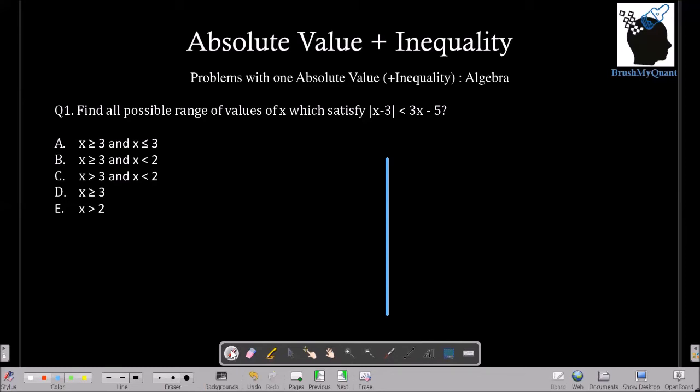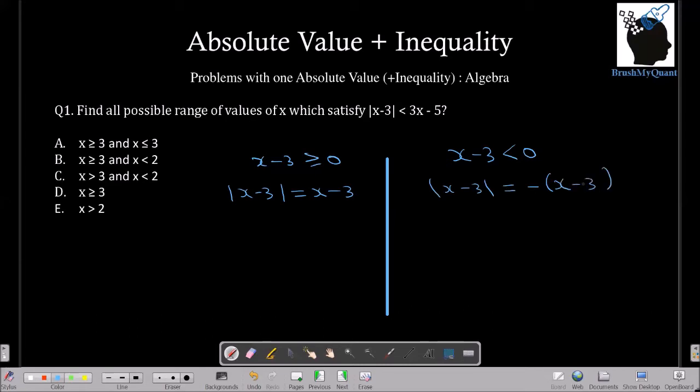So in this case, we are going to create two cases. First case is whatever is inside the absolute value, we are going to assume that that value is greater than or equal to 0. And in the second case, whatever is inside the absolute value, we are going to assume that it is less than 0. Since it is greater than or equal to 0, that means we can directly open the absolute value as x minus 3. And in the second case, since it is less than 0, we are going to open the absolute value as minus of x minus 3.